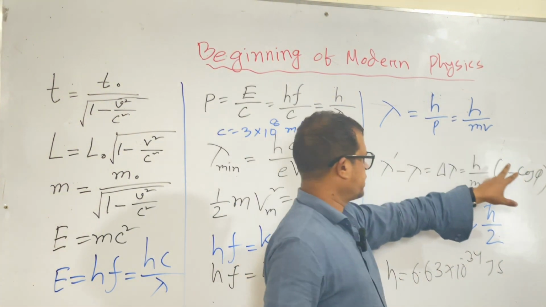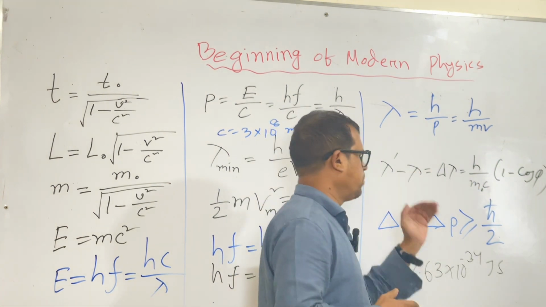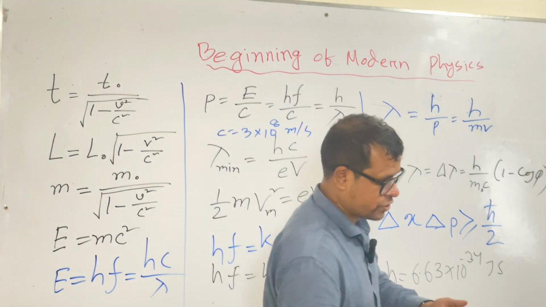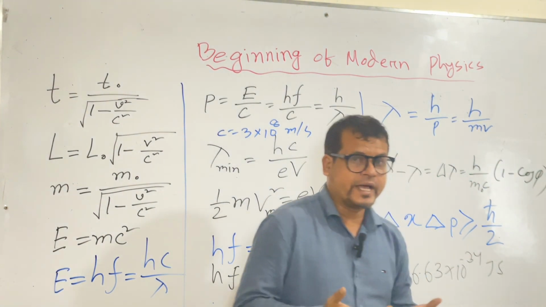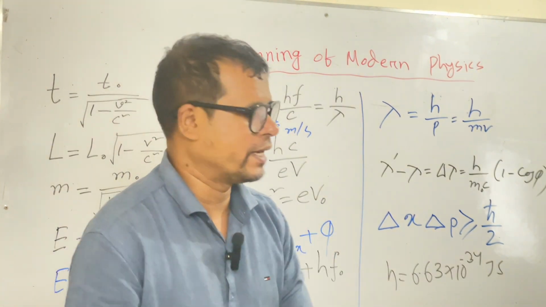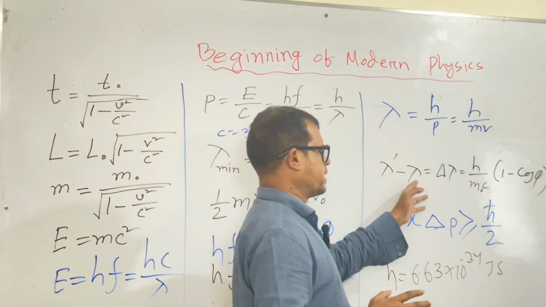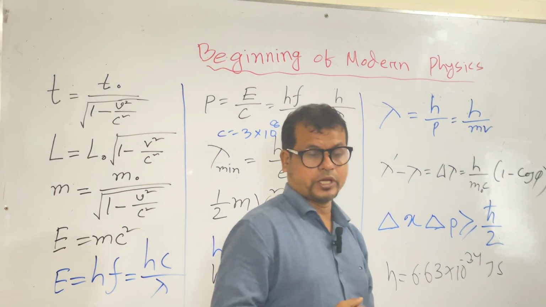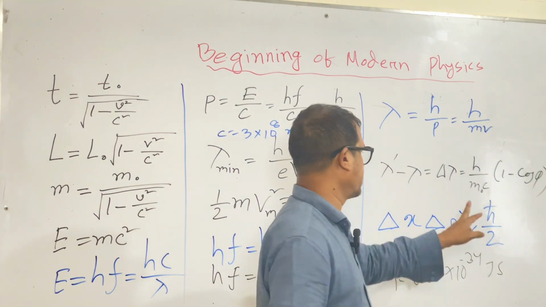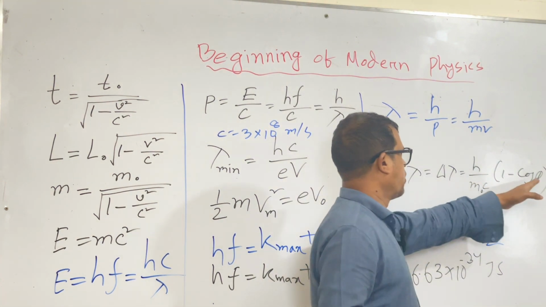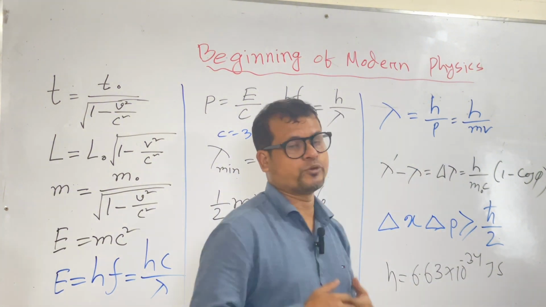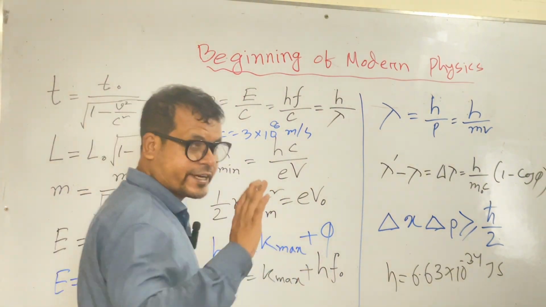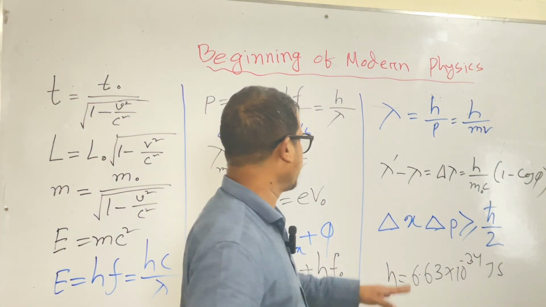Here, guys, look at this formula. Lambda prime minus lambda equals delta lambda equals h over m naught c, bracket 1 minus cos phi. Here we have to understand what lambda means, what lambda prime means, and what m naught means. If the question gives us m naught, phi, and lambda, then we can find lambda prime.